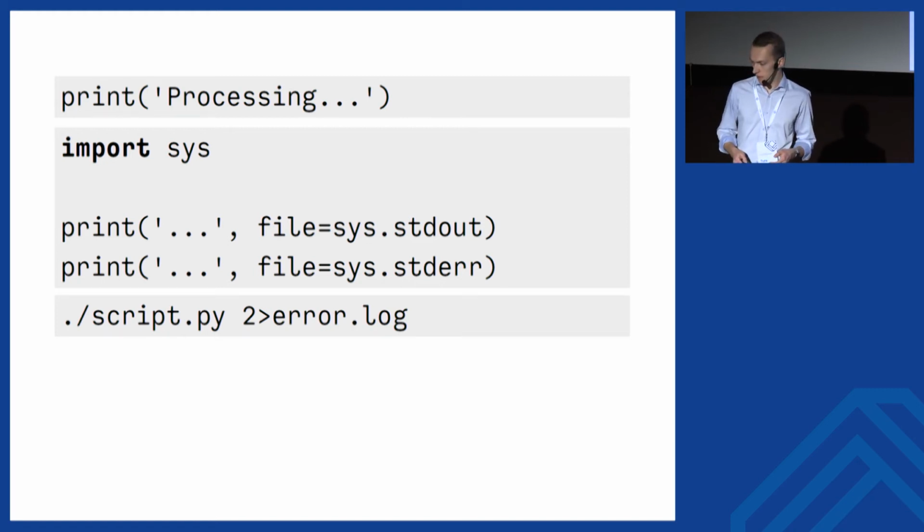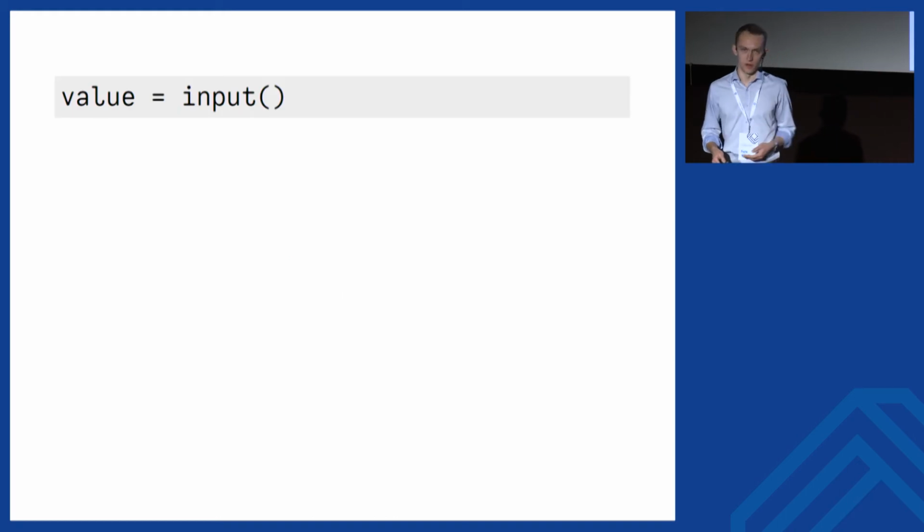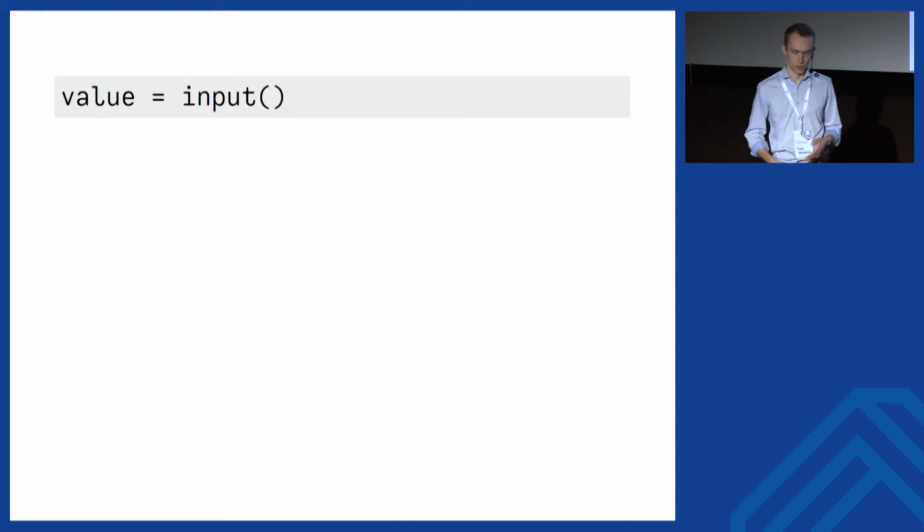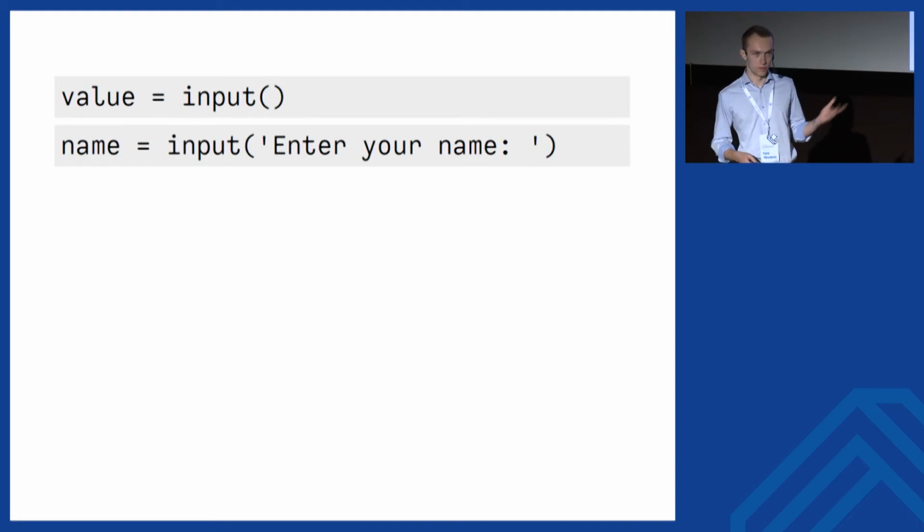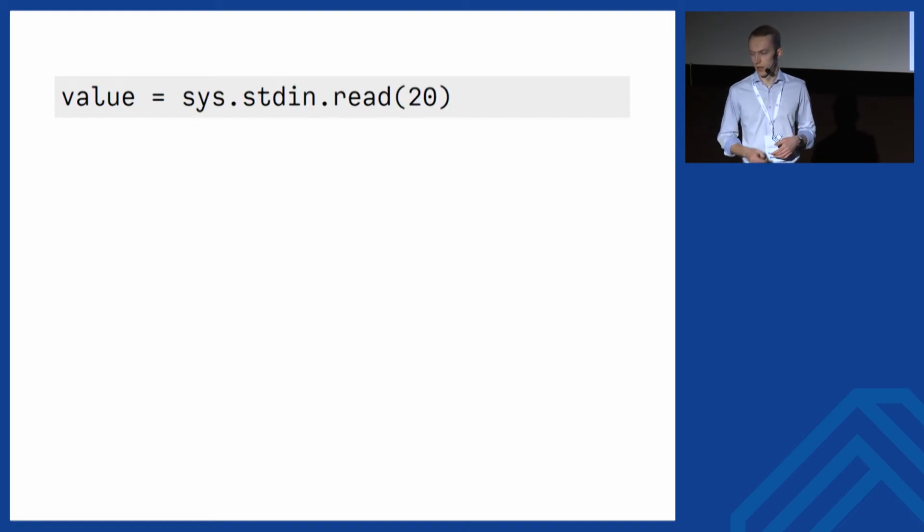Now input. It's obviously the input function, which stops the program, waits for the user to enter some text, and then it returns that text. And you can also pass an argument, which will be the prompt message that the user will see before entering the message.